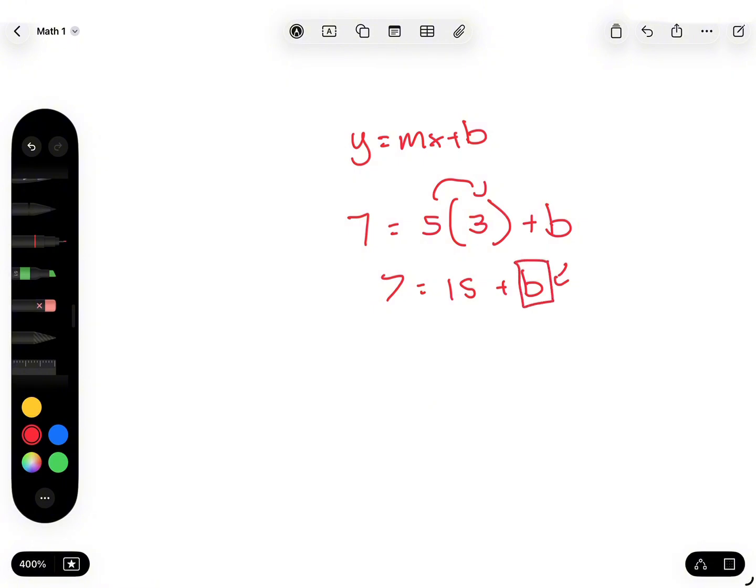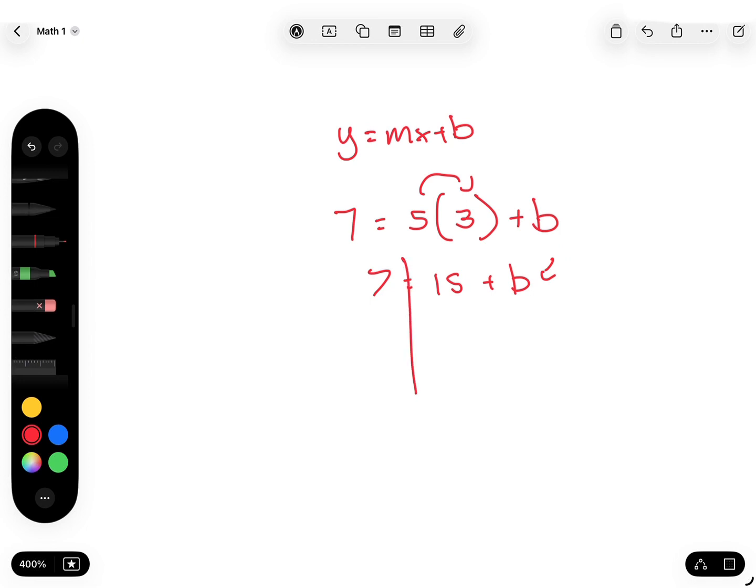Remember, b is a number by itself. So this addition doesn't mean that the b is positive. The b can be negative. It can be a negative number. And remember, when a negative number is added to something, it's essentially just subtracting that number. So b can be negative. Just because there's an addition sign there doesn't mean that b is not allowed to be a negative number, which is this situation here.